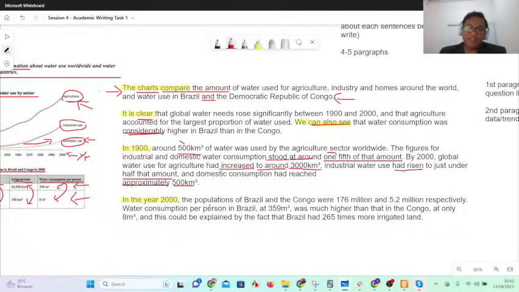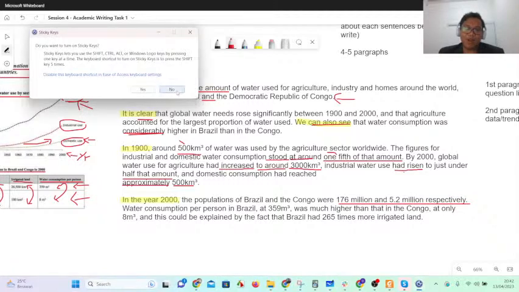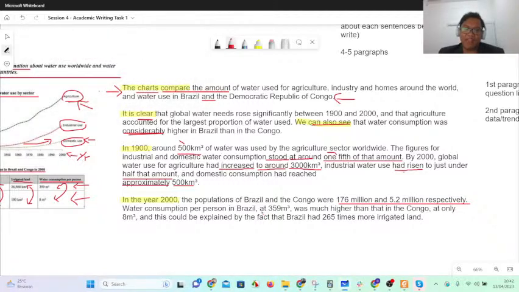In the year 2000, the population of Brazil and the Congo were 176 million and 5.2 million respectively. Water consumption per person in Brazil at 359 cubic meters was much higher than that in the Congo at only 8 cubic meters. And this could be explained by the fact that Brazil had 265 more irrigated land.